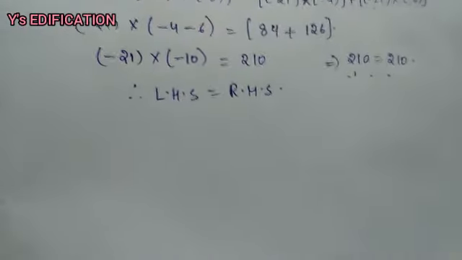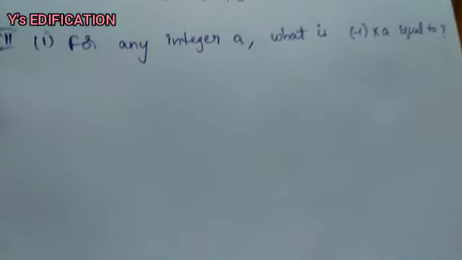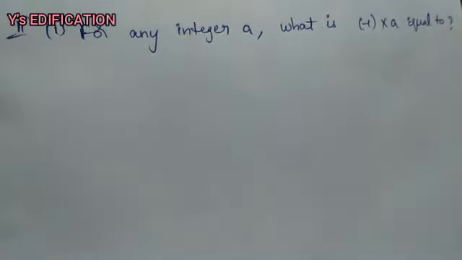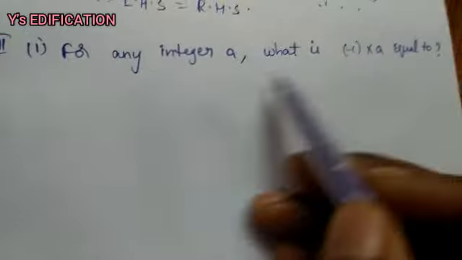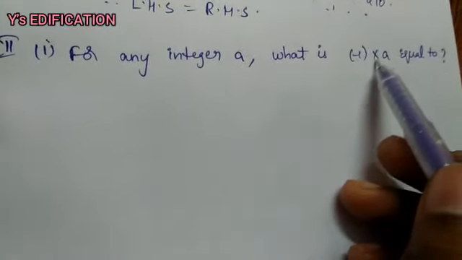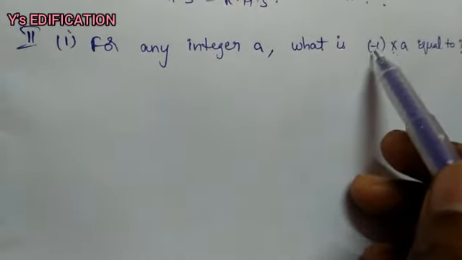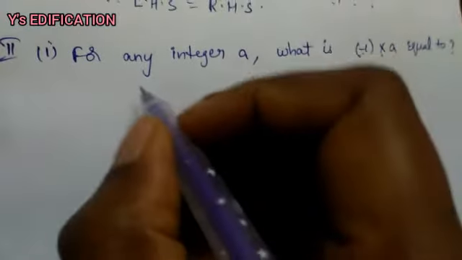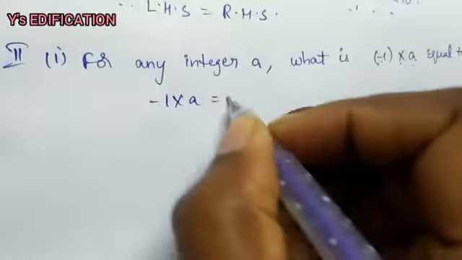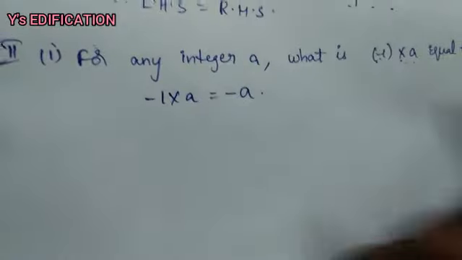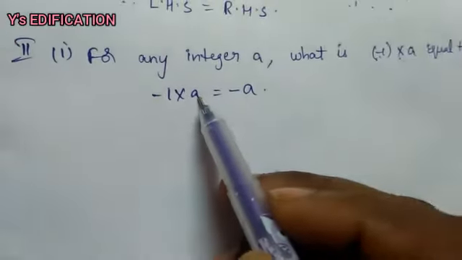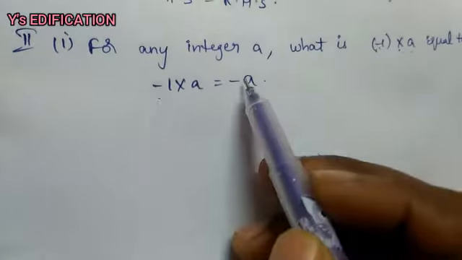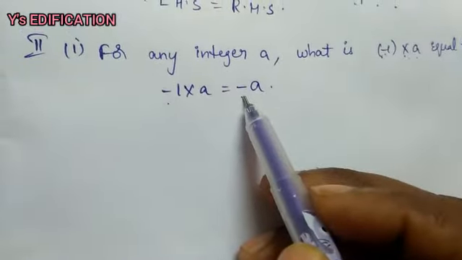Okay. Next question. For any integer A, what is minus 1 into A is equal to? Minus 1 into A, this is a multiplication. So when we multiply an integer with minus 1, what is the answer? Minus 1 into A is minus A. When we multiply a positive integer with a negative integer, the result will be always a negative integer.